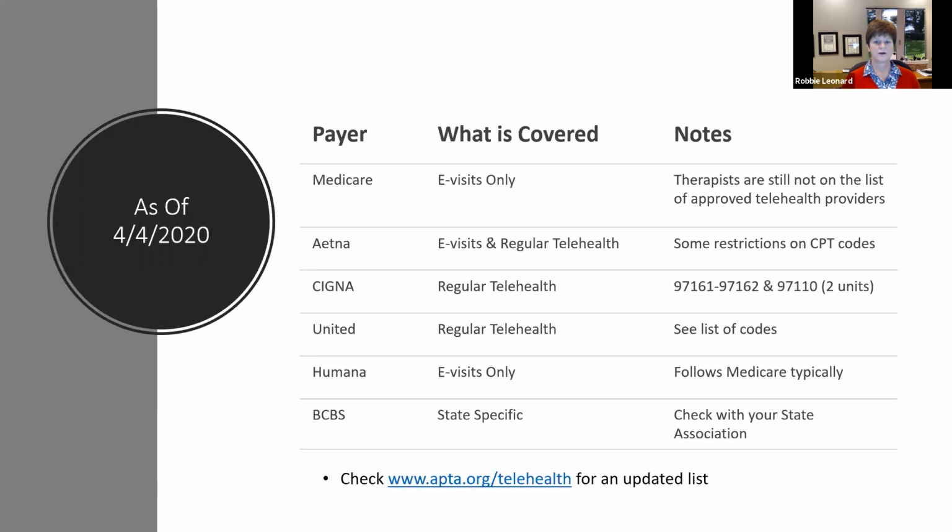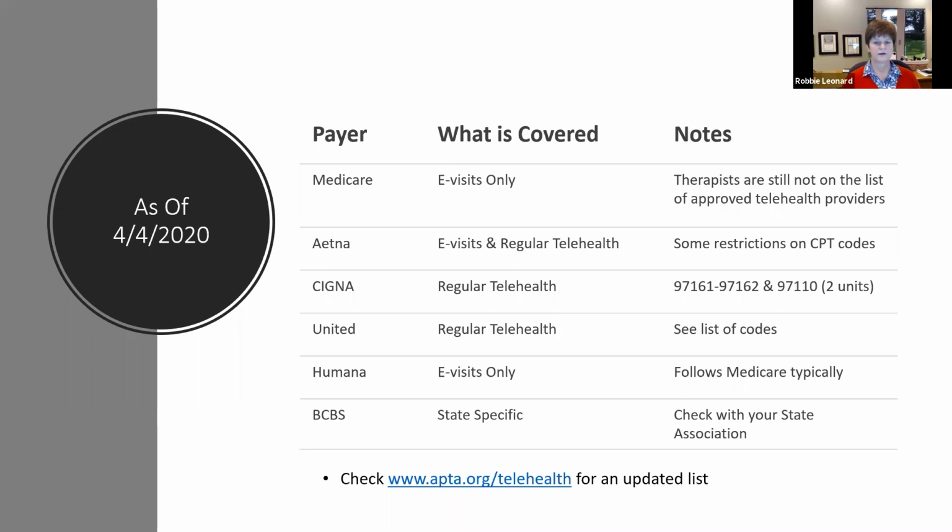Cigna is also covering regular telehealth at regular reimbursement rates, but they have a limited code set that they're covering. So they're only covering the low complexity and moderate complexity evaluation codes, and then Therex for 2 units for treatment session. So be aware of that.